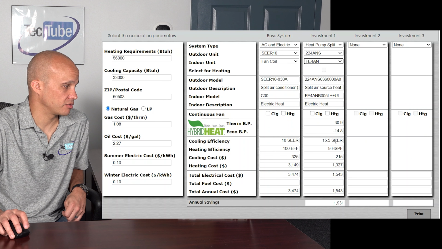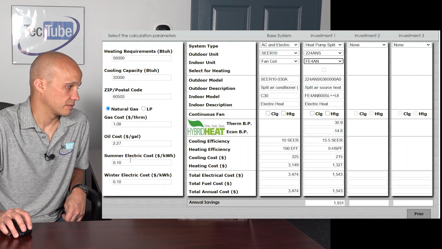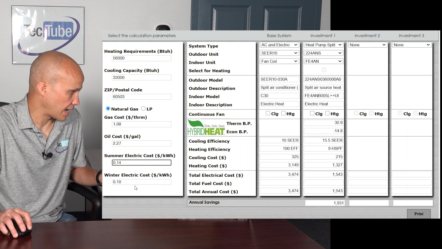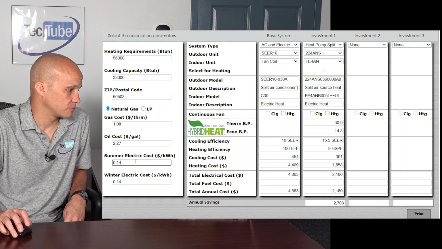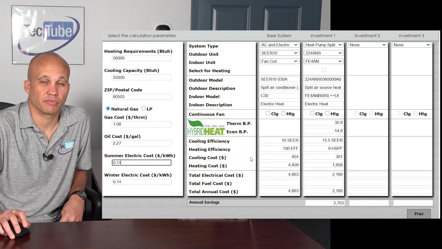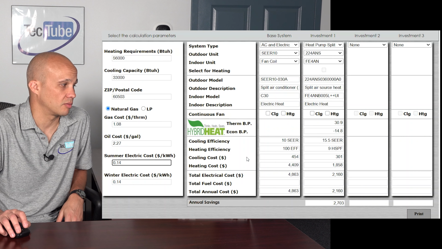I went from a 10 SEER to a 15 SEER, but I also went from electric heat to a heat pump. That's the big savings here. On the heating side, it's a pretty big difference. My electric cost is going down because of the heating: $3,100 a year down to $1,300 a year. And actually it's even more because I have to put the correct electric rate back in. The dollar amounts will be even bigger. It's $2,700 to upgrade somebody from a 10 SEER with electric heat to a heat pump system. If they have electric heat, a heat pump is a no-brainer.